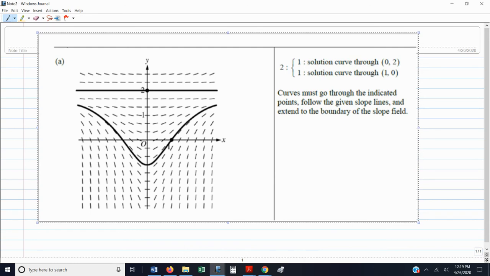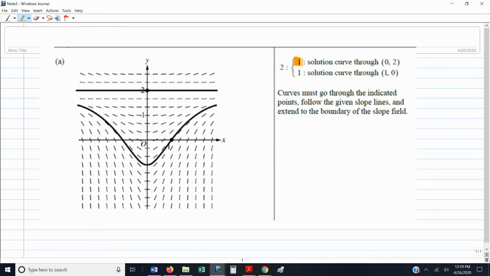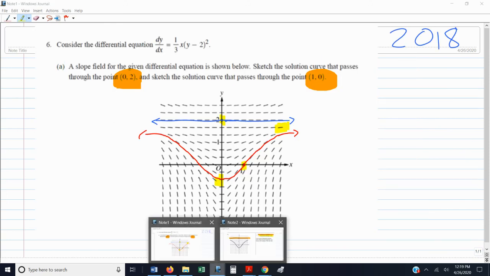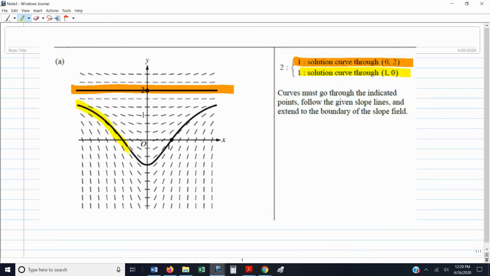Here's the rubric. So the rubric is interesting. The solution curve through (0, 2) is 1 point, and that was just that horizontal line. And then the solution curve through (1, 0), I guess it didn't really show that leveling off, so I didn't have to go back and fix that. So just something with this shape for the (1, 0). And then finally, this note was interesting to me. I don't think that I've ever really seen something like this before.